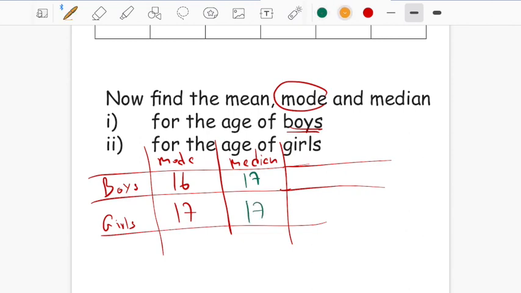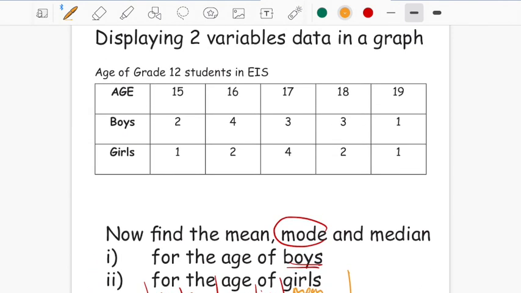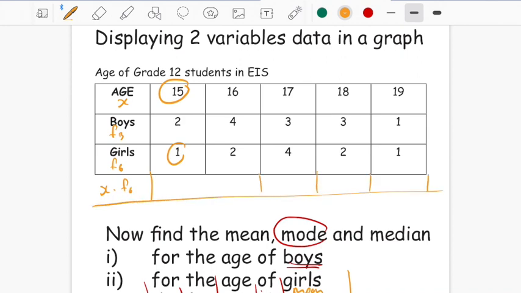Okay, then I'm looking for the mean. Very easy. You do this. I'm just going to do it for the girls. 15 times 1, right? Let's call this the value x, and this is f for the boys and this is f for the girls. So I'm going to do x times f for the girls. Then multiply that out. I'm getting 15. Take this times that, 32, right? Then keep on doing it. And this is 19.